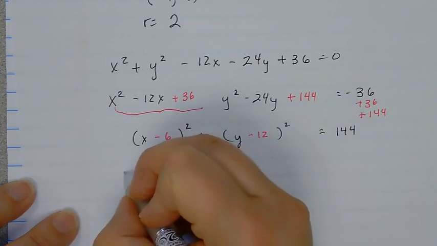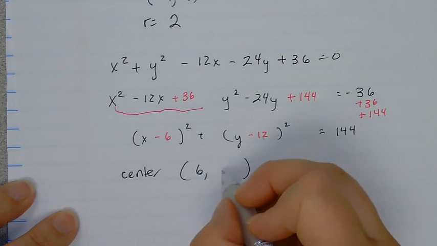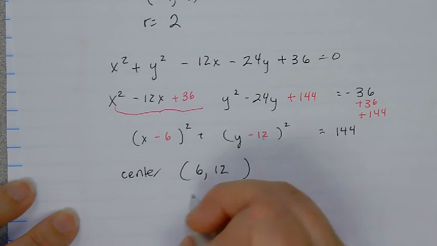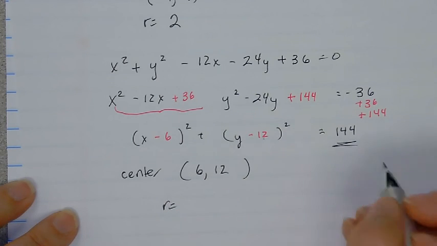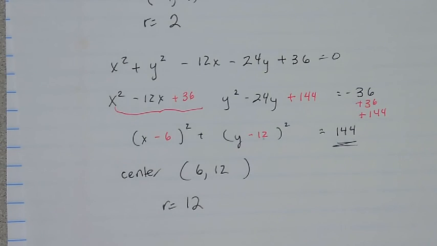So this means that the center is at 6 units to the right and 12 units up. And the radius is the square root of 144, which is 12. So you'll see this kind of problem in math analysis and again in calculus.